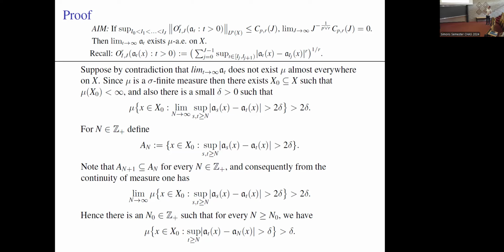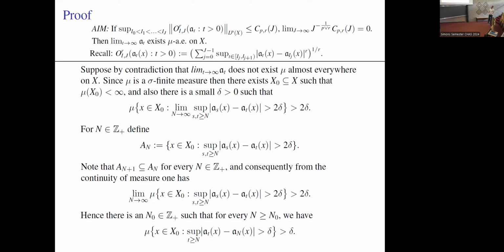So this sequence is decreasing, and thanks to the fact that we restricted to a set of finite measure, we can put the limit inside those sets. Okay, so far I did nothing. I just put this limit outside the measure.